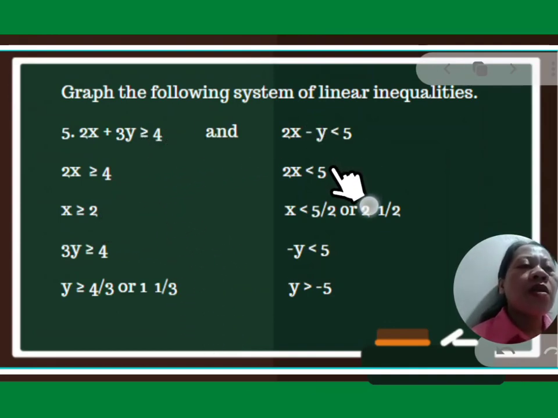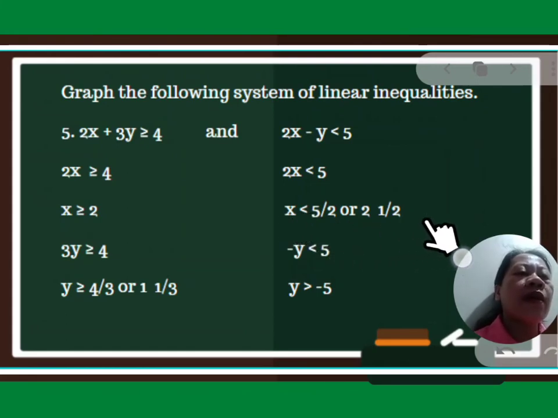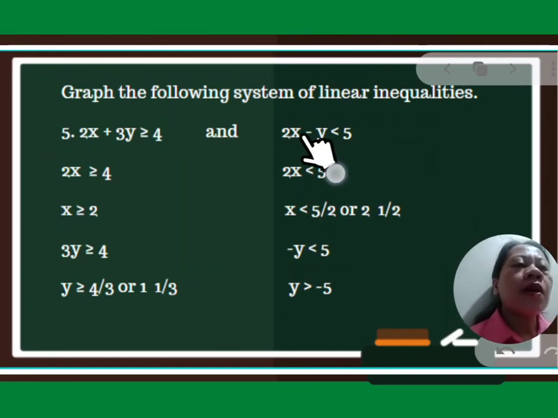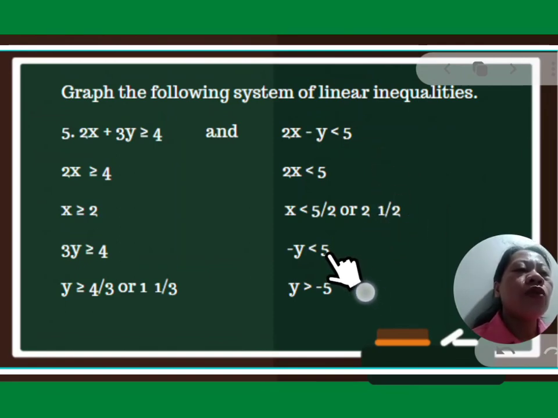Sa pangalawang inequality naman, gagawin lang natin 0 yung y para masolve yung x-intercept. So, we have 2x is less than 5. Then, divide natin by 2 para matanggal yung 2 dito. So, we have x is less than 5 over 2 or x is less than 2 and 1/2. Ito na po yung x-intercept. Y-intercept naman, gagawin lang 0 yung x. Mawala to. Maiwan ay negative y less than 5. Ito na po yun.